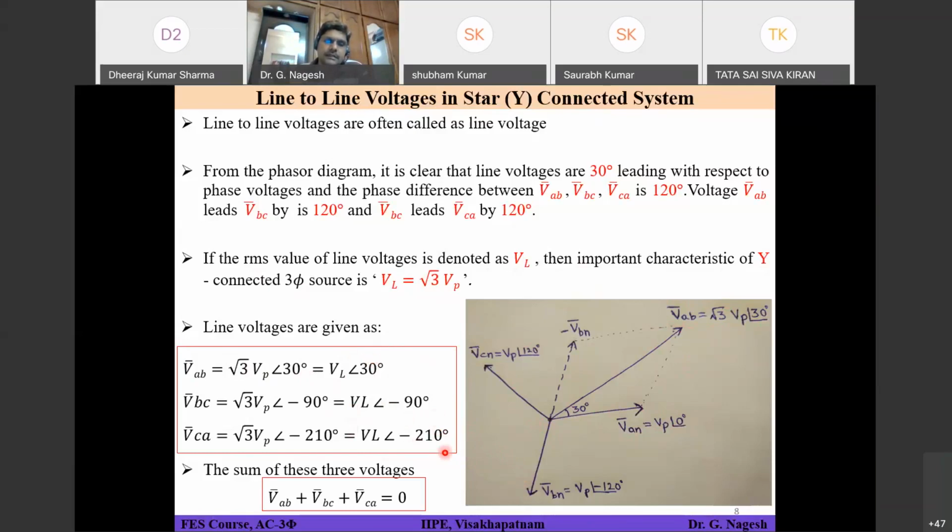Okay, and we have already seen for phase voltages, the phasor addition of all the three phasor voltages is equals to 0. Similarly, the phasor addition of all the line voltages is also equals to 0. VAB phasor plus VBC phasor plus VCA phasor is equals to 0. Okay, right. So this is for star connected system line to line voltage. Okay, anyone has doubt in this? No, sir. Okay, so no doubts.